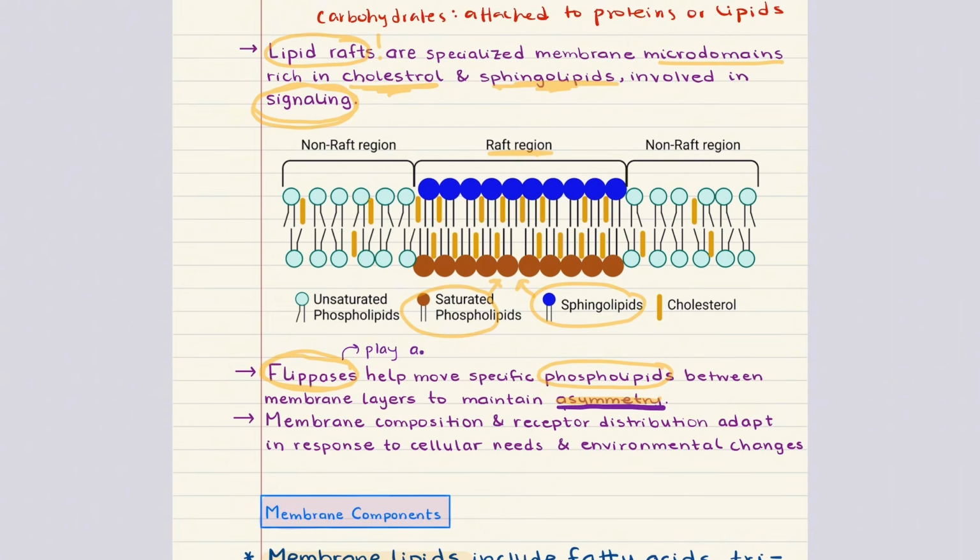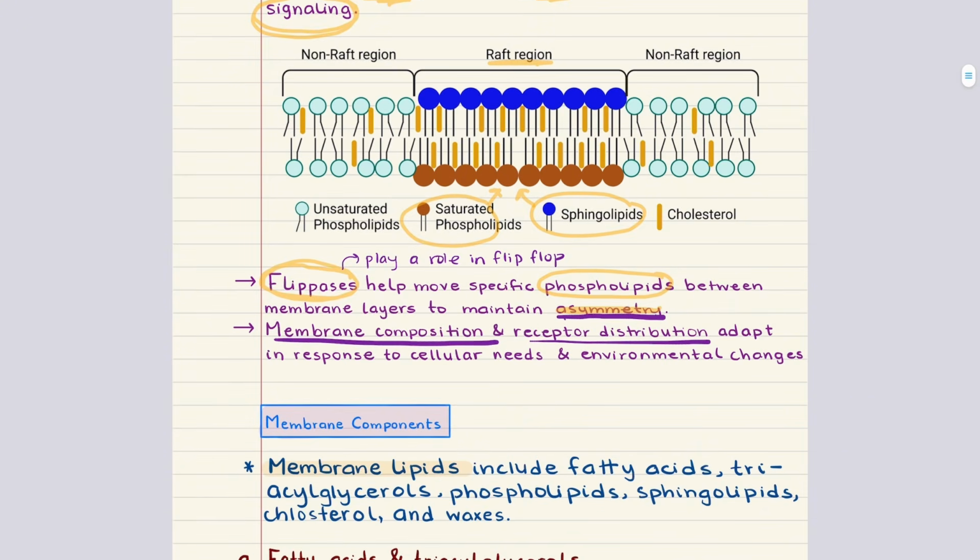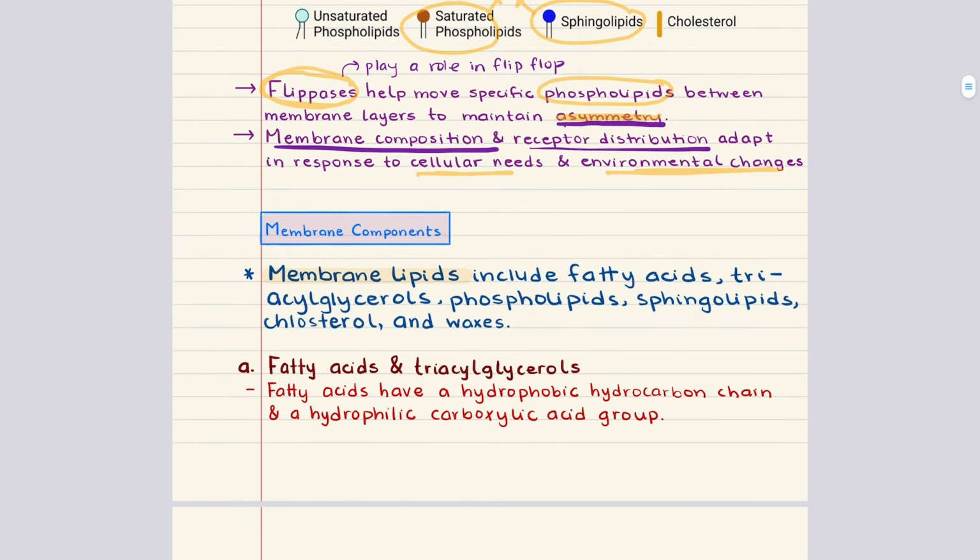Finally, we have to note that the membrane is adaptable. Its lipid and protein composition, as well as the distribution of receptors, can change depending on the cell's needs and environmental conditions. And this ability to adjust is going to be important for the cell's survival, for signaling, and just for overall function.